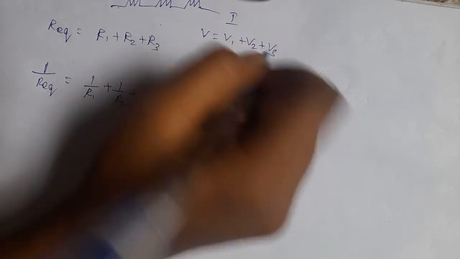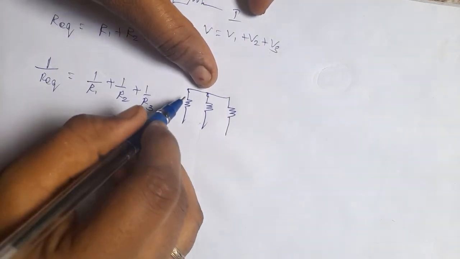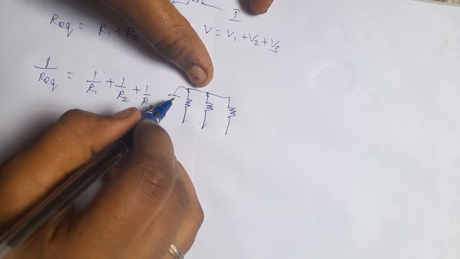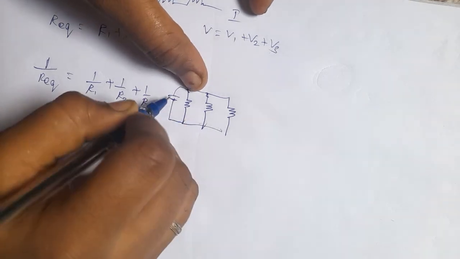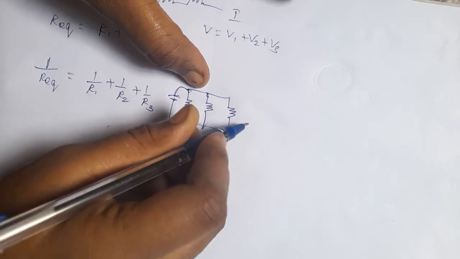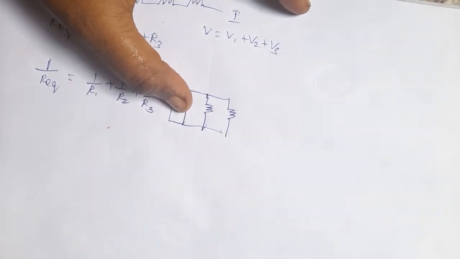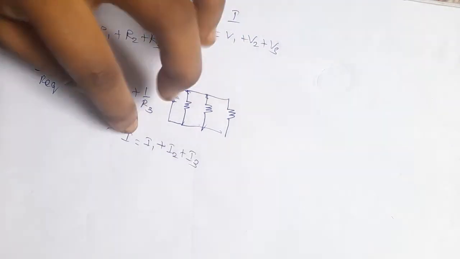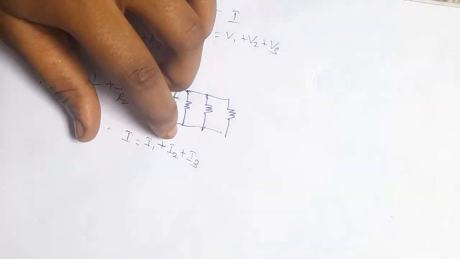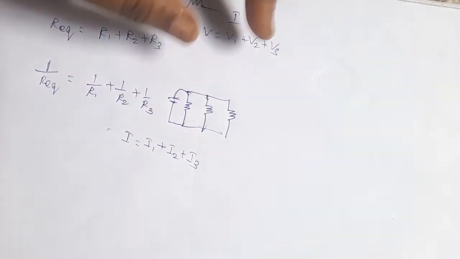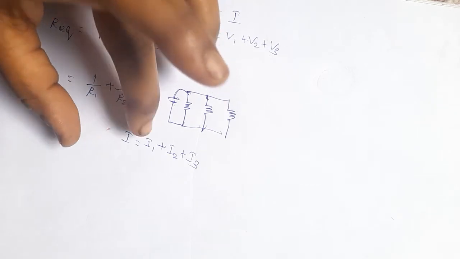But in a parallel connection the voltage is the same. So here I have the voltage, and this voltage is the same for all of these. The voltage is the same, but your current will vary: I1 plus I2 plus I3. Okay, so this is going to be the current on the battery.